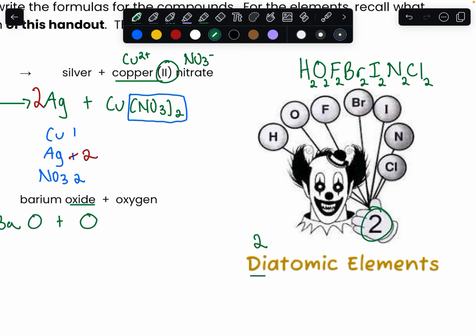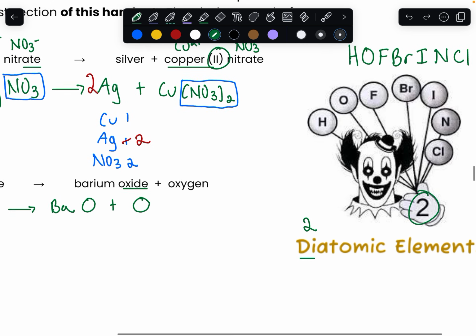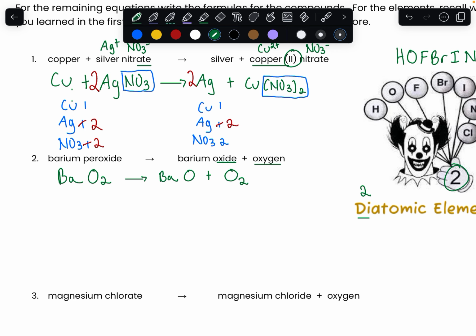So these will be coming in pairs of 2 if I just say something like oxygen or hydrogen or fluorine, bromine, iodine, nitrogen, or chlorine. Since I see oxygen here, I have to add a little 2. Now once we do that, we can go ahead and put some coefficients in front to balance this out. All right, so once we have everything written properly, we just have Ba and O at this point. Now to start, I have 1 Ba, 2 O's, 1 Ba, 3 O's.